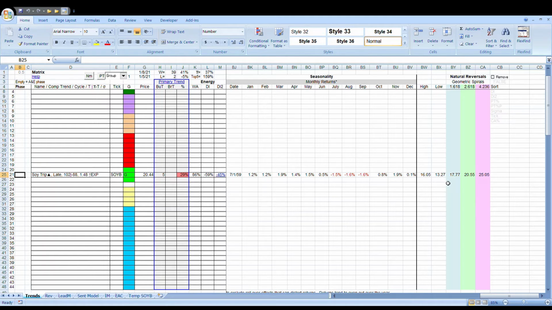People on social media tend to quote the linear side of things. The world is geometric, so these are more realistic forecasts. And as we look at price at 20.44, we're really close to the second spiral, which means that this one has reached its target.